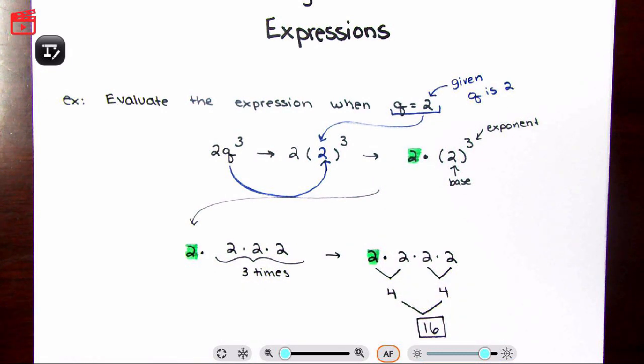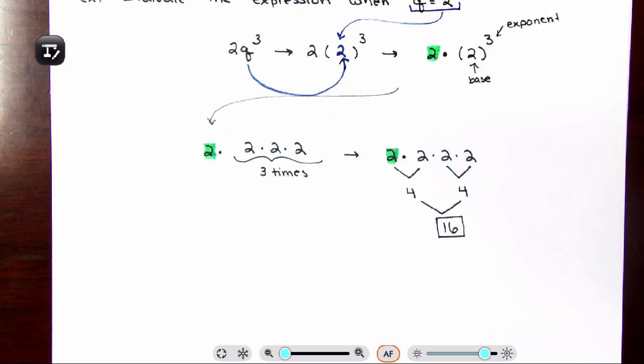All right, let's go ahead and move on to another example. Trying to think of a good one here. All right, let's do another one, example 2.